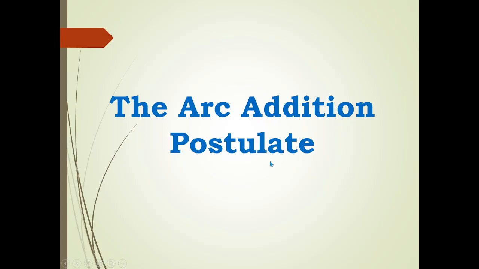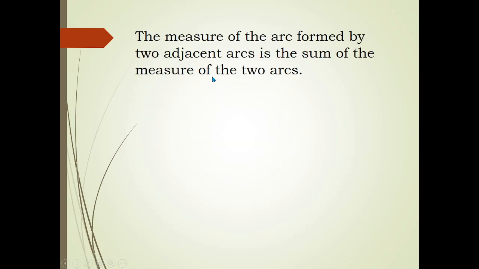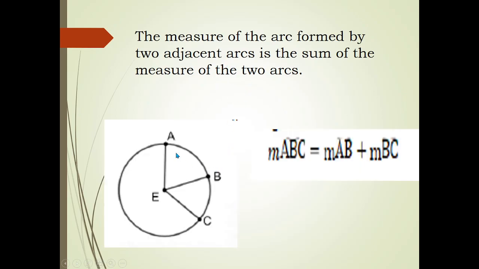Now, the arc addition postulate says that the measure of the arc formed by two adjacent arcs is the sum of the measures of the two arcs. When we say adjacent arcs, they are found on the same side. So look at this. We have adjacent arcs here, arc AB and arc BC. So their sum is equal to the measure of arc ABC.